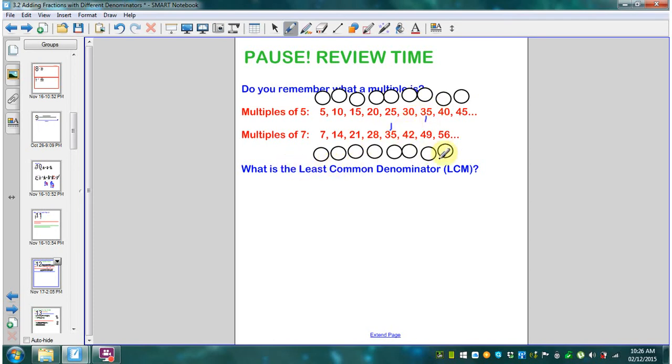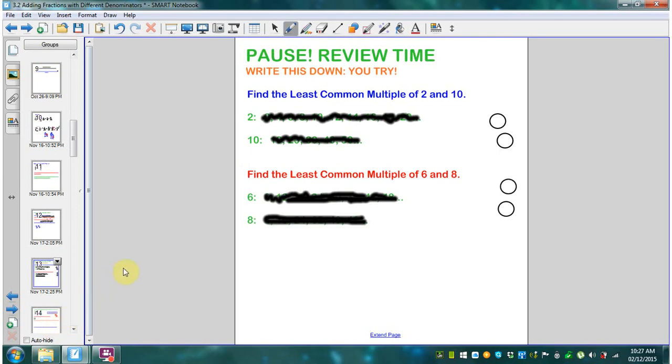So what is our least common multiple or least common denominator? Our least common denominator will be 35. Okay, and we're going to use this coming up adding fractions. But right now, I want you guys to just try this one on your own. Find the least common multiple of 2 and 10. So I want you to write this down. I want you to try this one first, and then press play. We'll do this together, and then I'll let you know when to start this one. Okay, so I want you to list down multiples of 2, multiples of 10, and find the least common one.